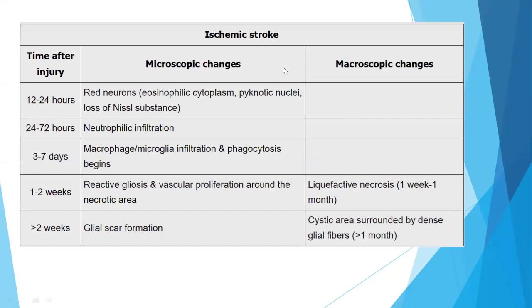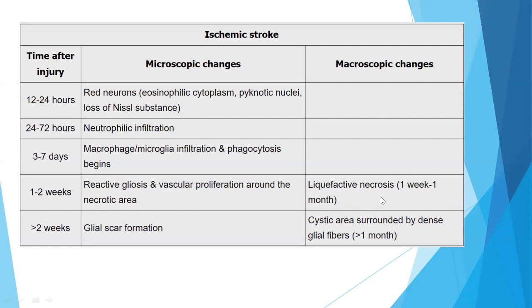So this patient may be suffering from an ischemic stroke. The microscopic changes in the first 12 to 24 hours show red neurons, indicated by eosinophilic cytoplasm, pyknotic nuclei, and loss of Nissl substance. At 24 to 72 hours, you can see neutrophilic infiltration. In 3 to 7 days, you can see macrophage and microglial infiltration, and phagocytosis begins. At 1 to 2 weeks, you can see reactive gliosis and vascular proliferation around the necrotic area. And after more than 2 weeks, you can see glial scar formation.